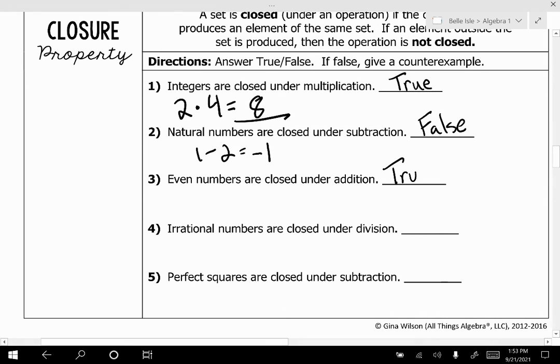True. You cannot get an odd number if you just keep adding even numbers together, correct? What is the most common irrational number? Pi. Okay. So, are irrational numbers closed under division? If I divide pi by pi, what do I get? 1. False.